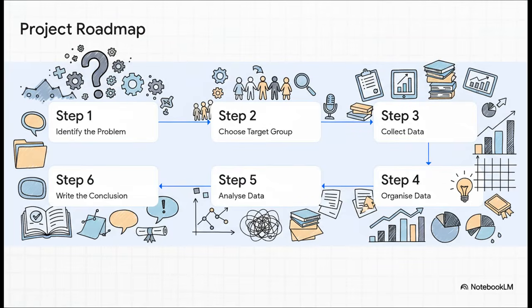And here they are. Step 1, identify the problem. Step 2, choose the target group. Step 3 is collect data, then organize it, analyze it, and finally, step 6 is to write the conclusion. It's really just a simple roadmap that takes you from a question all the way to an answer. So let's see how Mr. X puts it into action.